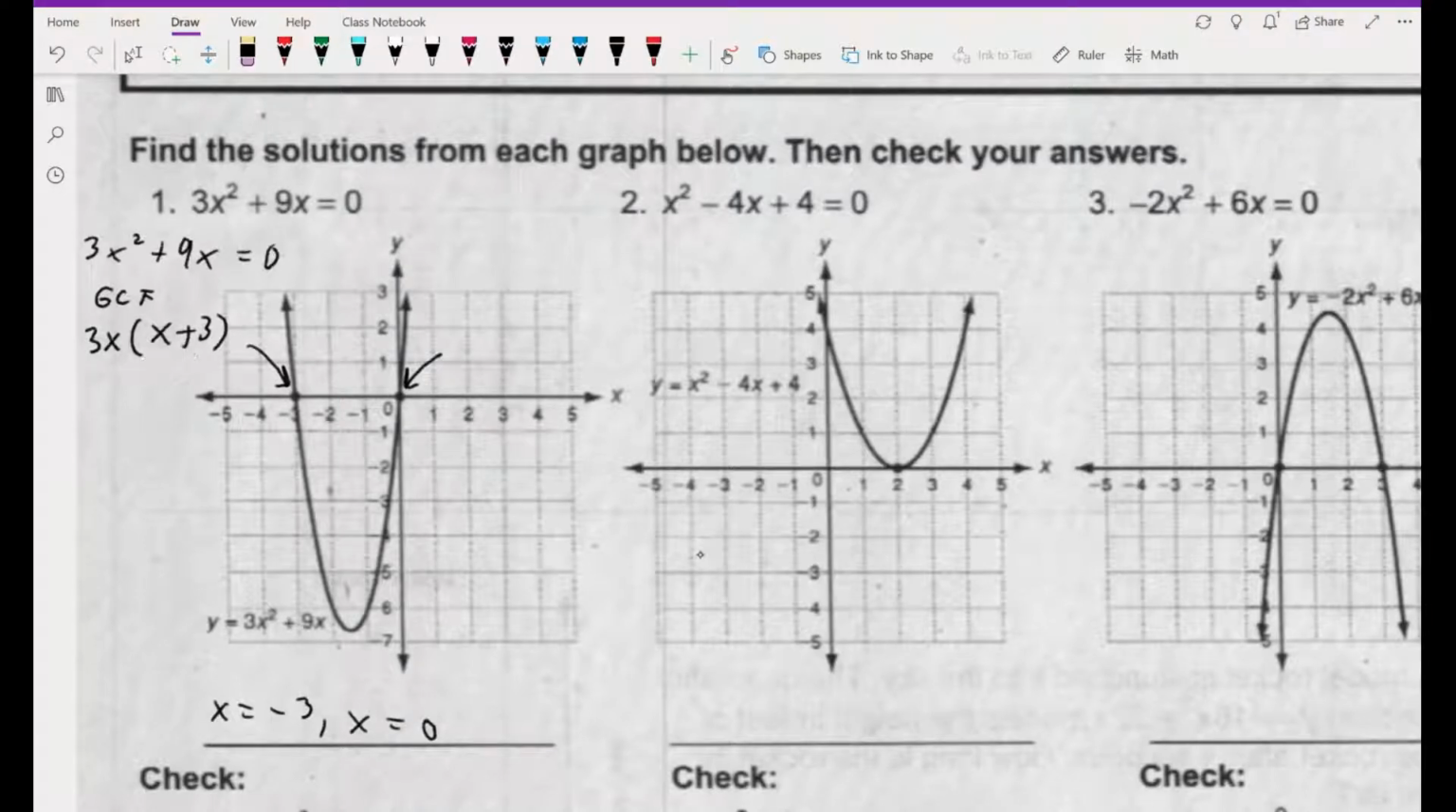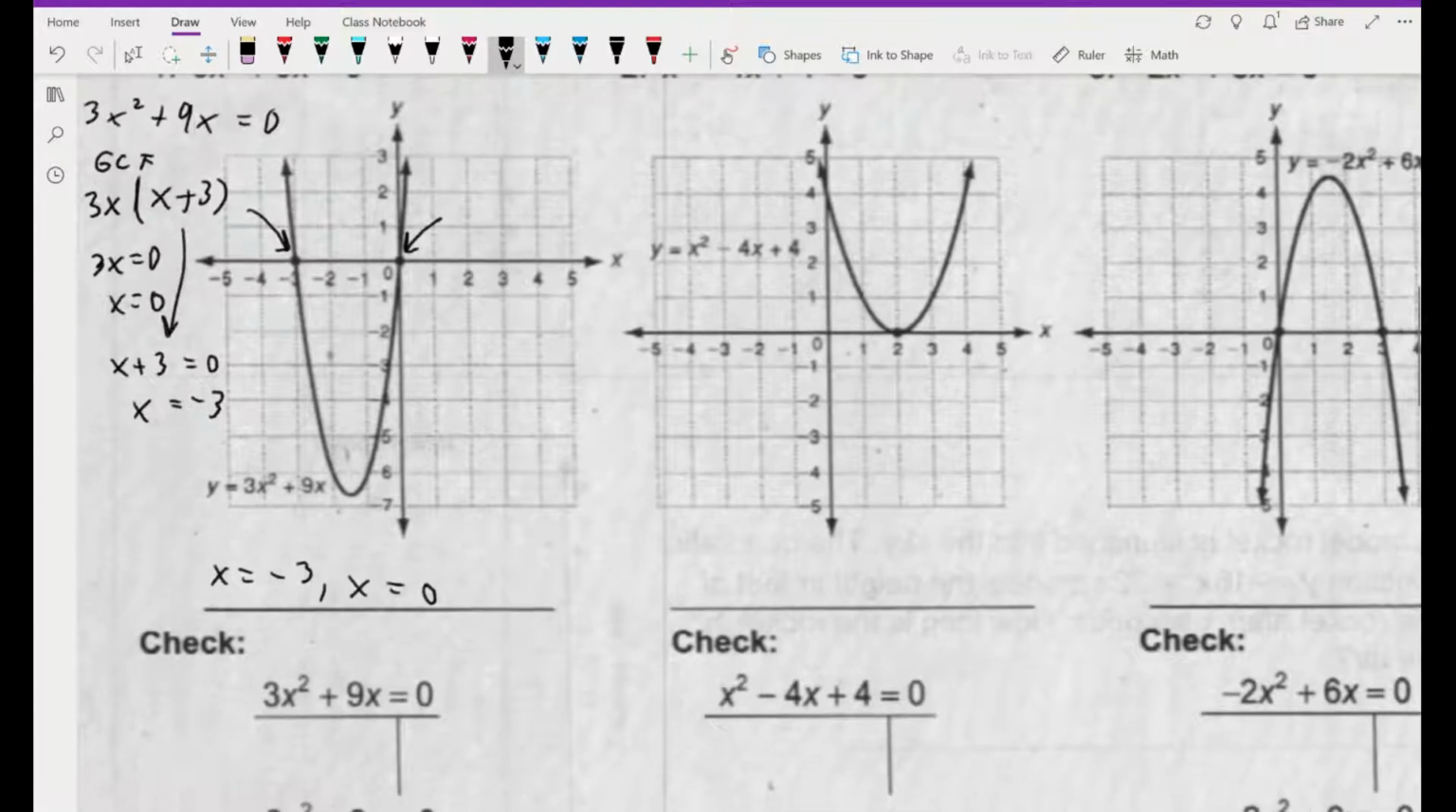Now, using the zero product property, we can set both these parts equal to 0. If we have 3x equal to 0, and we solve for x, we get x equals 0. The other part is x plus 3 equal to 0. And if I solve, I get x equals -3. And these are the two solutions we got down here.